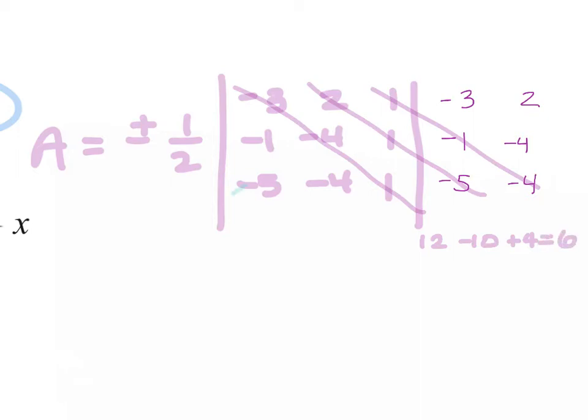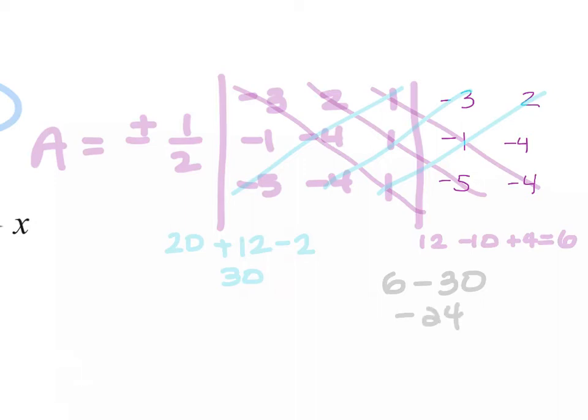And then go back the other way. 1 times -4, -4 times -5 is 20. -3 times 1 is -3, times -4 is +12. 2 times -1 is -2, times 1, which is -2. And I get 32 minus 2, which is 30. And then 6 minus 30 is -24.